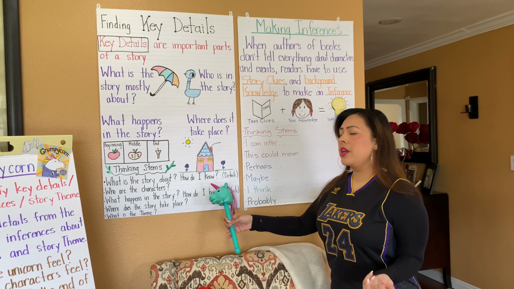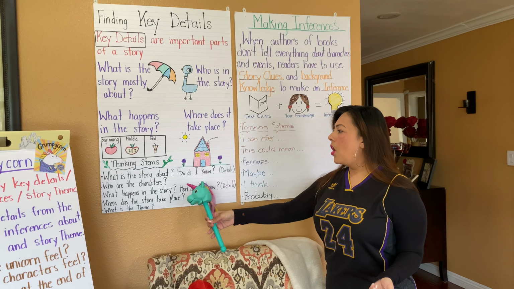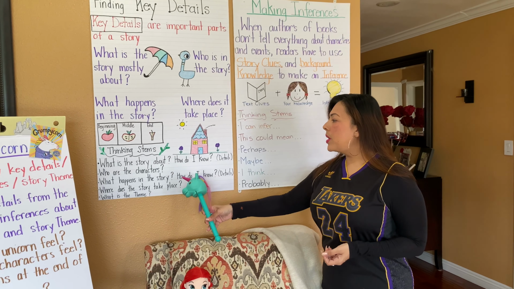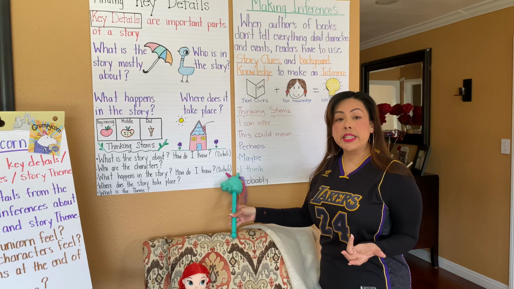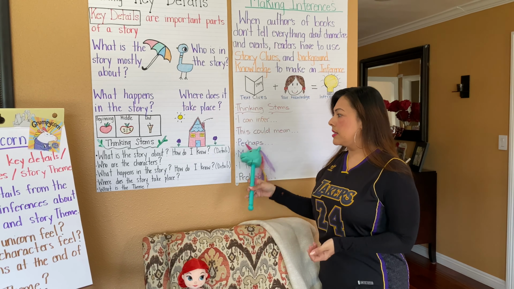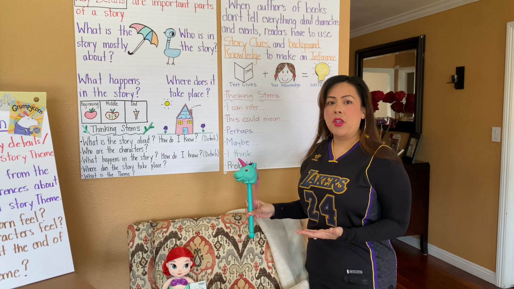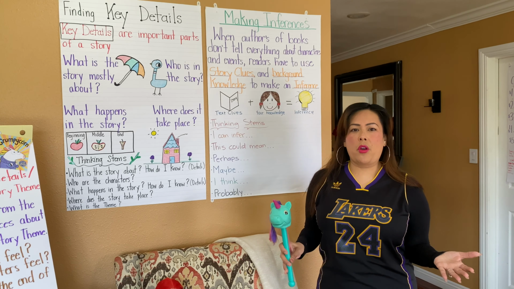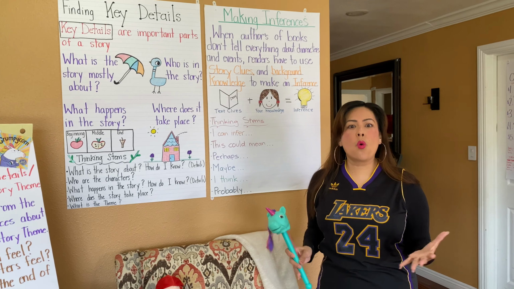What is the story about? How do I know? That's where we use details. Who are the characters? Who's in the story? What happens in the story? And how do you know? Again, we're going to be using details. We're going to be making inferences. Where does the story take place? And what is the theme? Remember, the theme is, why do we think the author writes the story? What's the lesson? What's the message? What's the theme of the whole story?